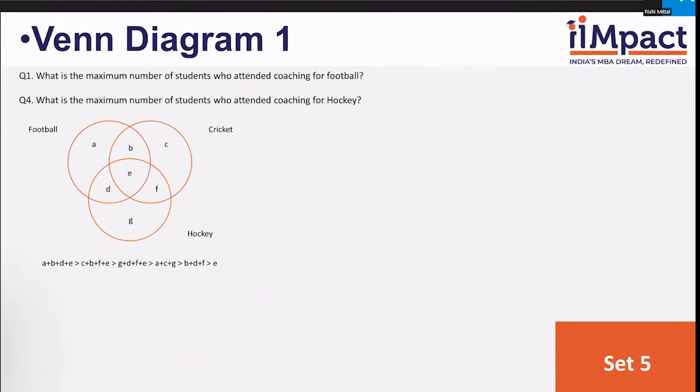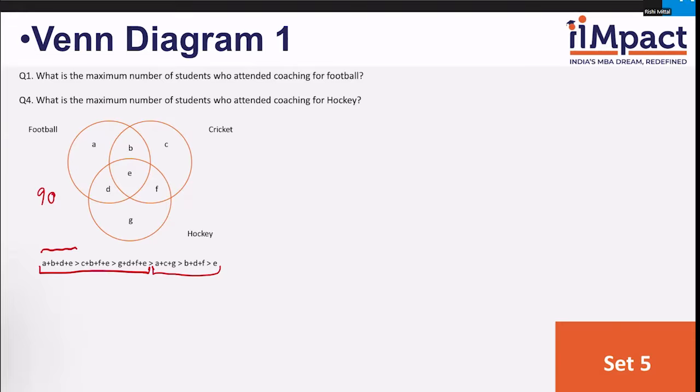All right. So what I've done is I've clubbed question number 1 and 4 because they were talking about a specific sport. And then we'll go to the other 2 questions. Question number 1. What is the maximum number of students who attended coaching for football? Now we know the total is 90. This is one part and this is one part. This is my whole inequality. Now, guys, when I'm looking at football, I have to maximize this whole sum, A plus B plus D plus E.